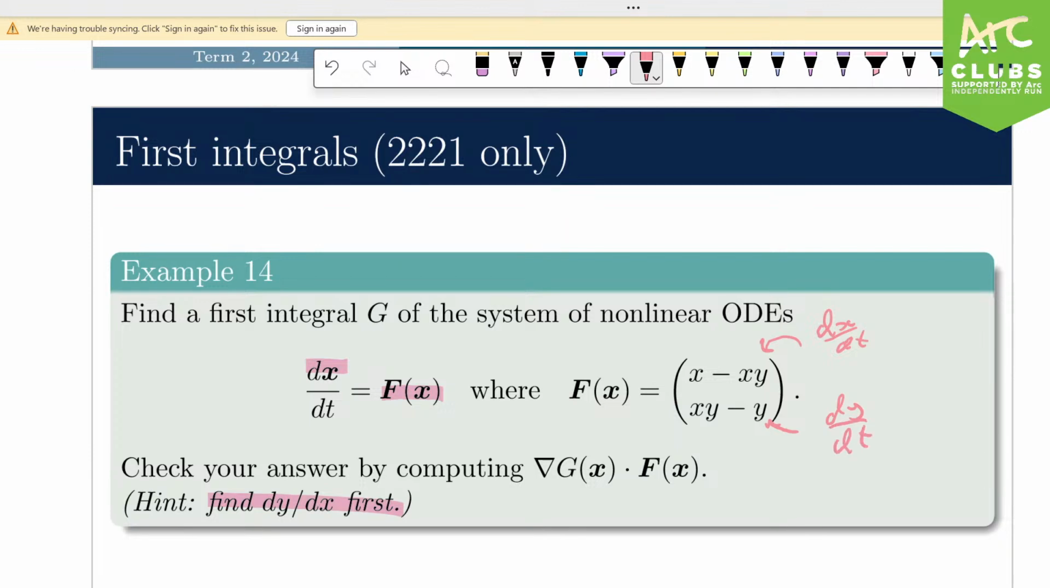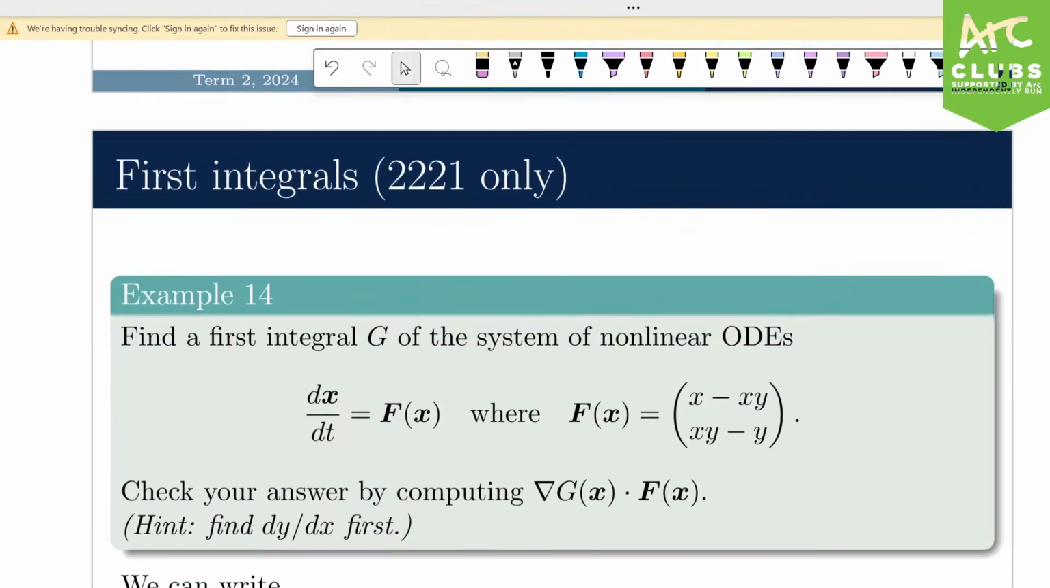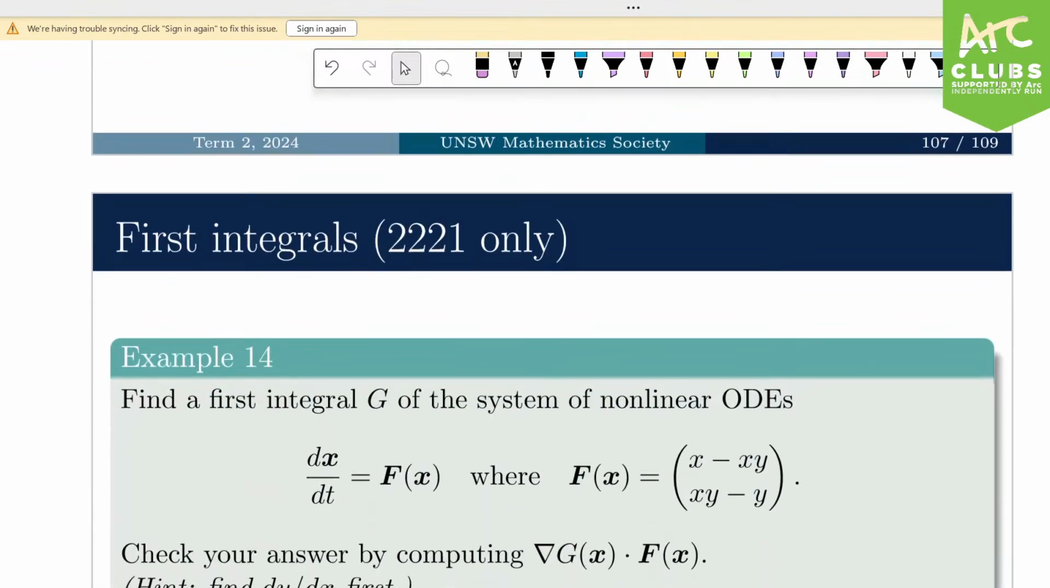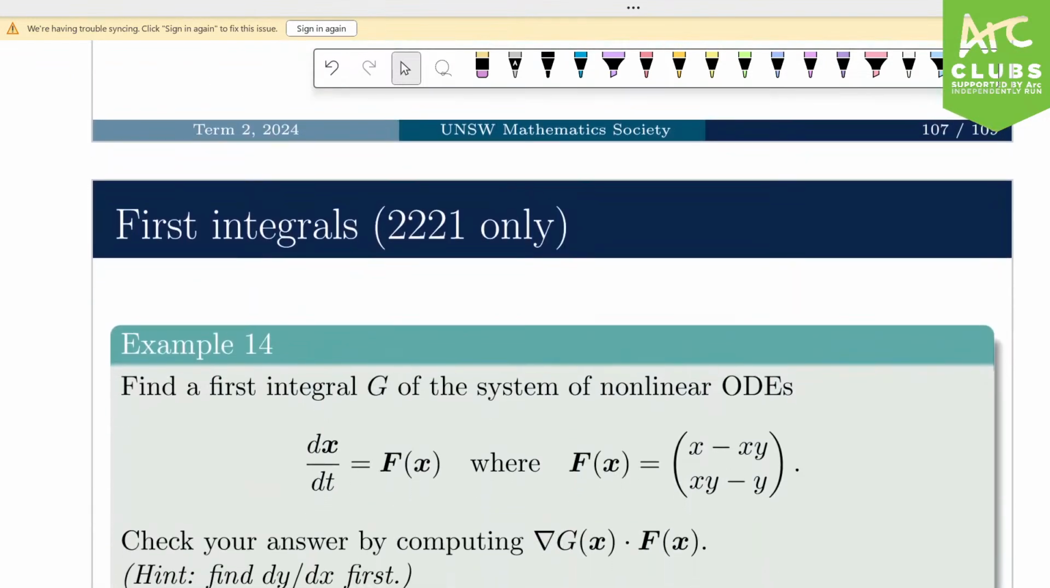And I'll put this in quotations, because it's not necessarily like x and y, but in terms of x and y, to find dy/dx, it's equal to dy, by the chain rule. So dy on dx equals dy on dt times dt on dx. This is just the chain rule.